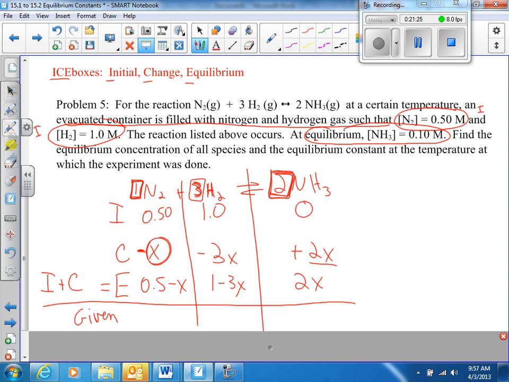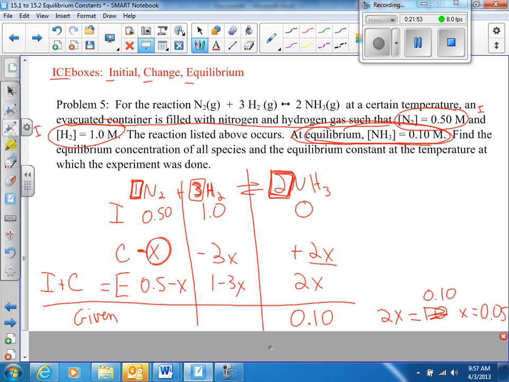Oh, look, right here we have it. At equilibrium, NH3 is 0.10. So at equilibrium, NH3 is 0.10. So I know that 2x is equal to 0.10. X is 0.05. Now I can solve for everything.